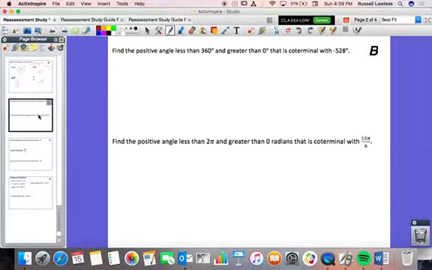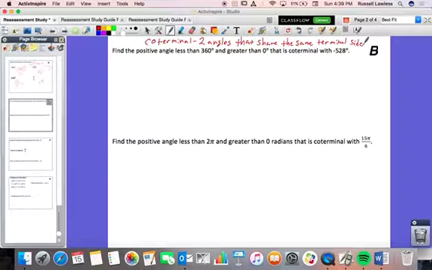After that, we looked at determining, okay, let's find some coterminal angles. Remember, coterminal means two angles that share the same terminal side. So if we're looking at negative 528 degrees, we're looking for a positive angle that's less than 360 degrees and greater than 0 degrees that shares the same terminal side with negative 528.